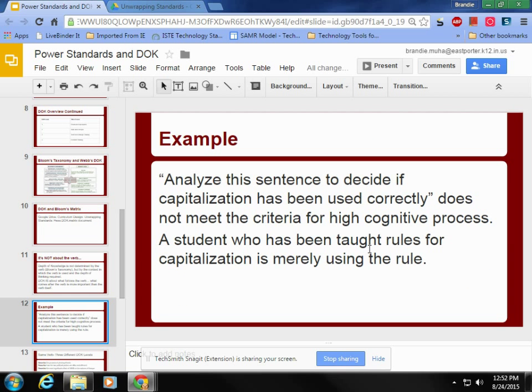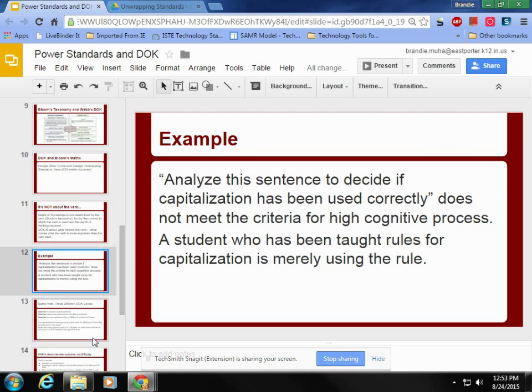So let's look at an example. If I ask students to analyze this sentence to decide if capitalization has been used correctly, that's not a high cognitive process. A student who's been taught rules for capitalization is merely using the rule. So typically when I think of the verb analyze, I automatically think of Bloom's and think that's higher level. But when you're thinking of depth of knowledge, it goes beyond the verb. It's what you're asking them to do after the verb. So again, if a student knows their capitalization rules, this is not high rigor at all.